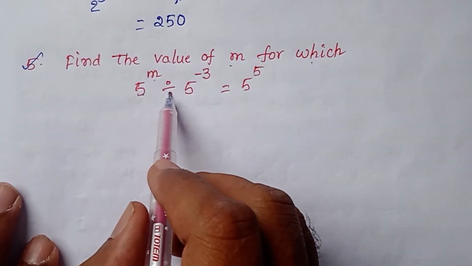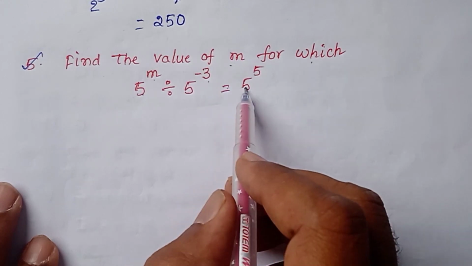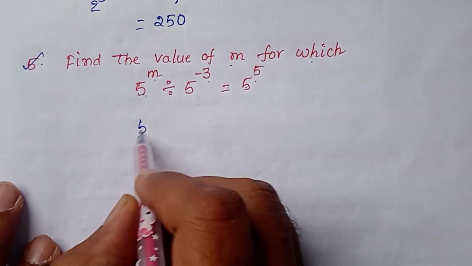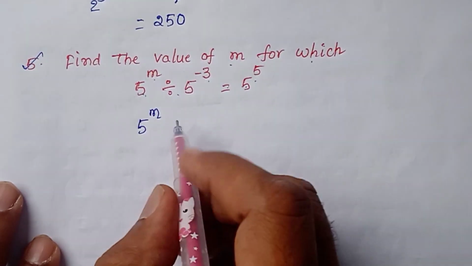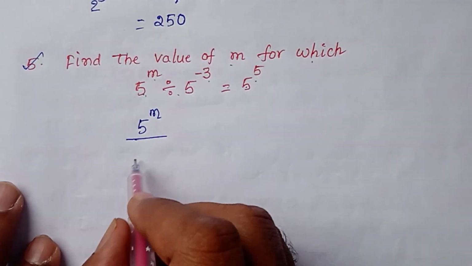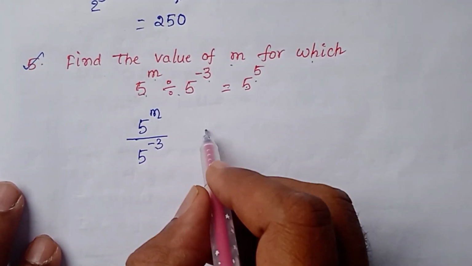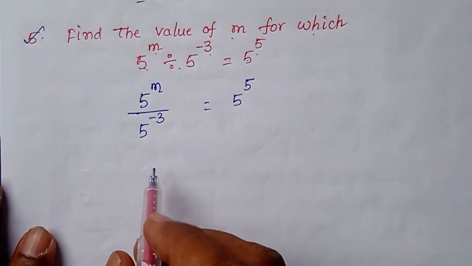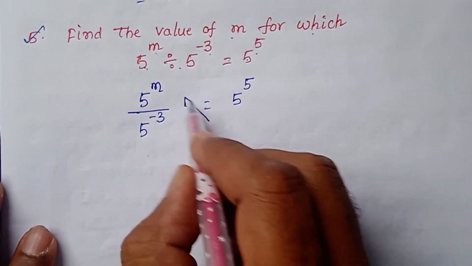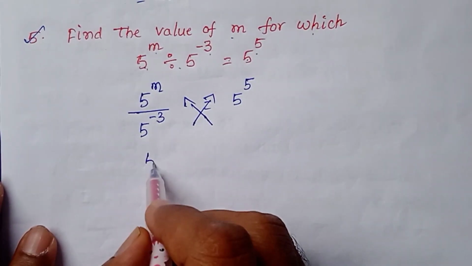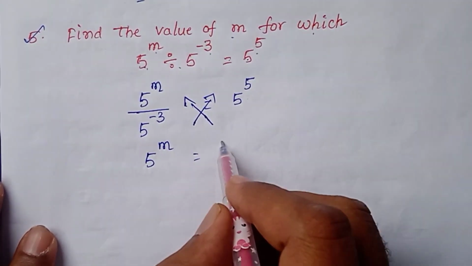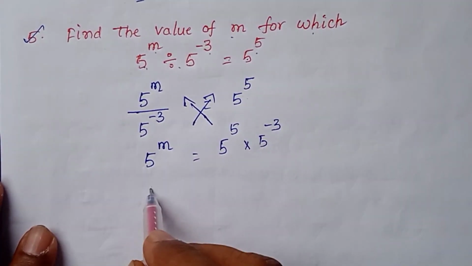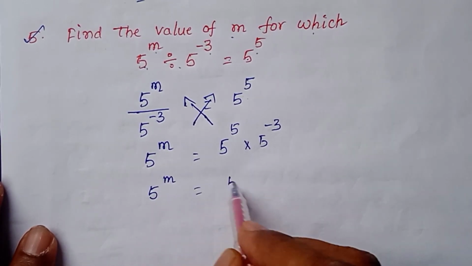Next, fifth one, find the value of m for which 5 to the power of m divided by 5 to the power of minus 3 is equal to 5 to the power of 5. See this, 5 to the power of m divided by 5 to the power of minus 3 is equal to 5 to the power of 5. See now, this can be cross multiplied. Cross multiplication, you get 5 to the power of m is equal to 5 to the power of 5 into 5 to the power of minus 3.